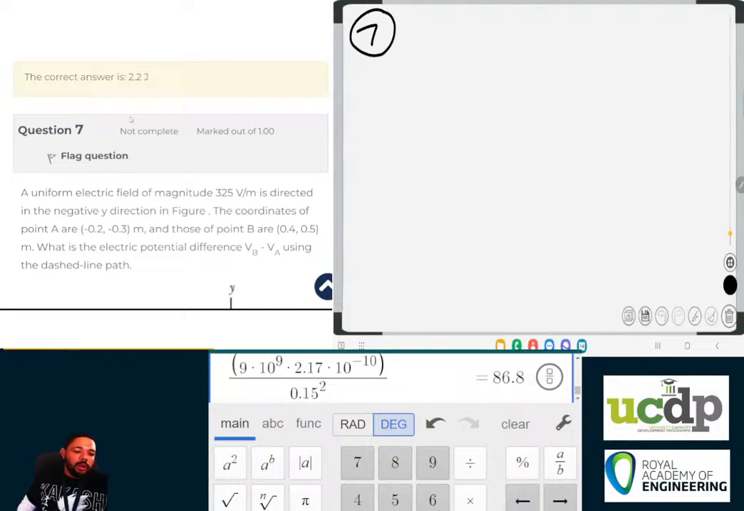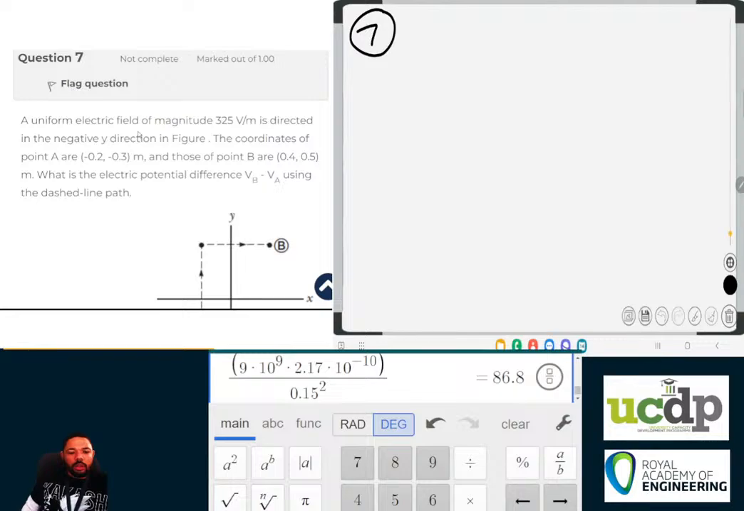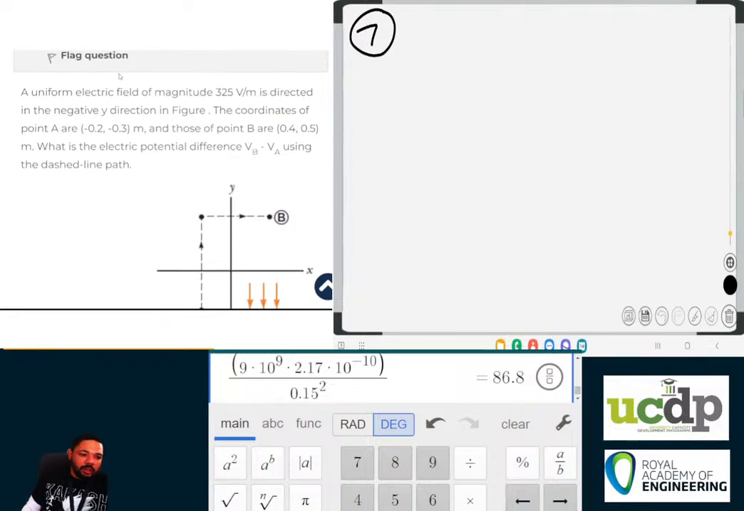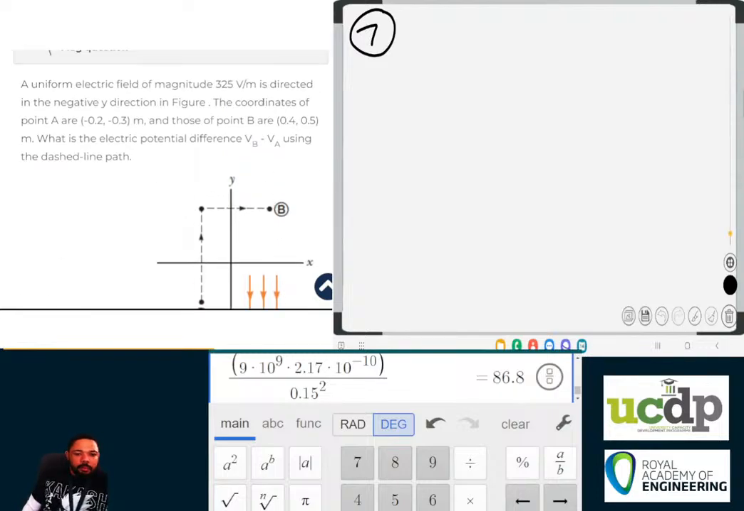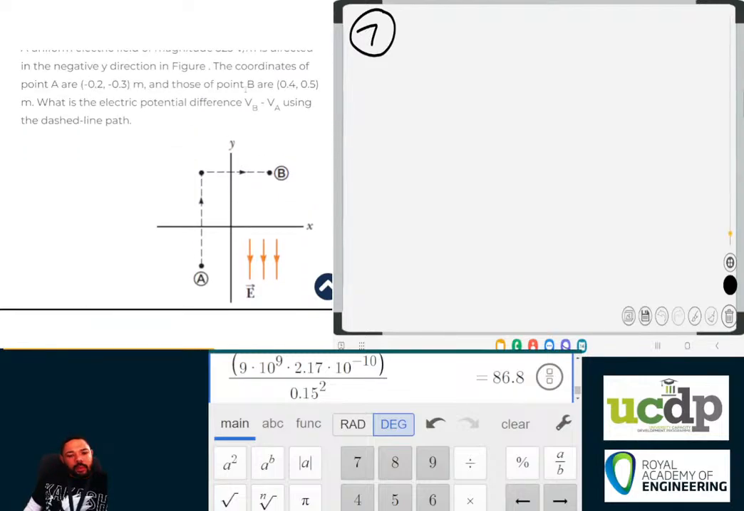Okay, now a uniform electric field of magnitude 325 volts per meter. Remember, we can also denote electric field in volts per meter, and it is directed in the negative y direction. So in the drawing, that's the electric field going down. Now the coordinates of point A are negative 0.2 and negative 0.3, and the coordinates of point B are 0.4 and 0.5. Now this path from A to B is there.